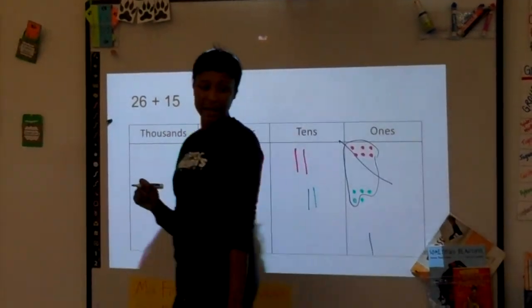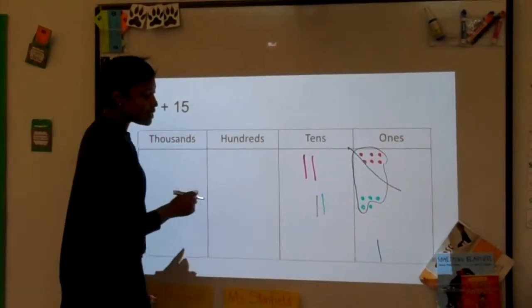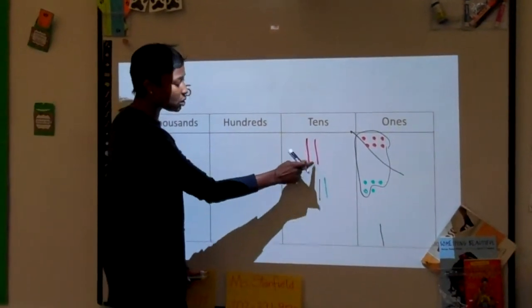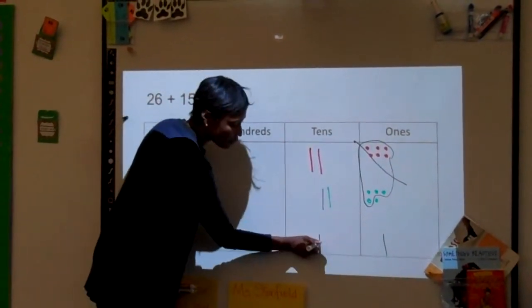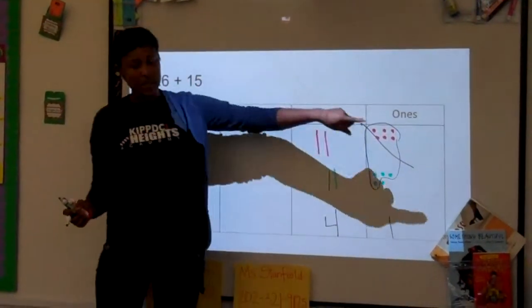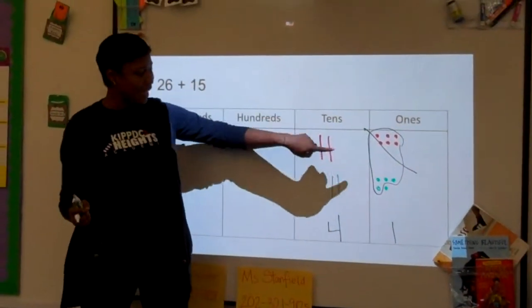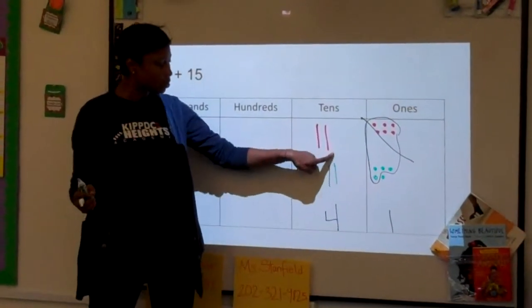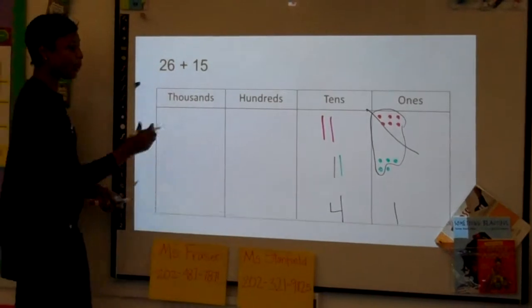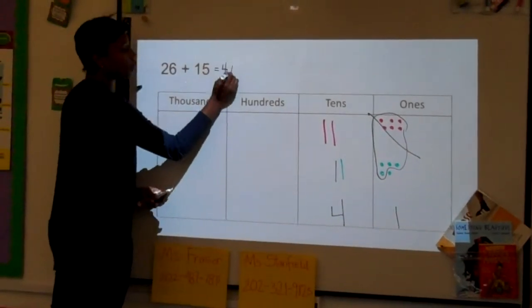Rodney, I need your eyes. Now, instead of 1, 2, 3 10s, I have 1, 2, 3, 4 10s. I just regrouped my 10 ones into 1 10 and then added them together. 10, 20, 30, 40. My answer for this problem would be 41.